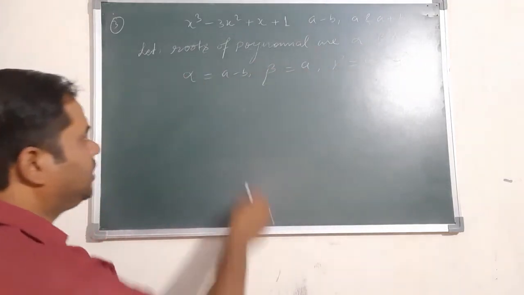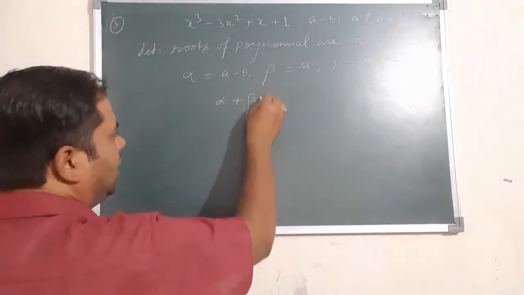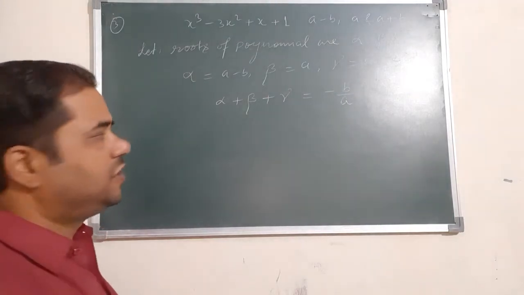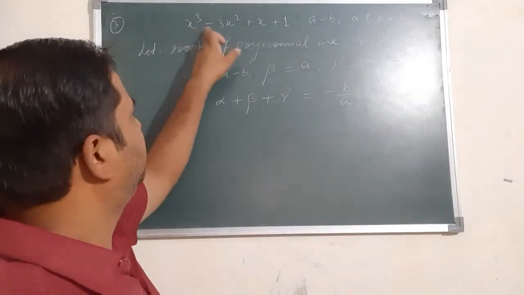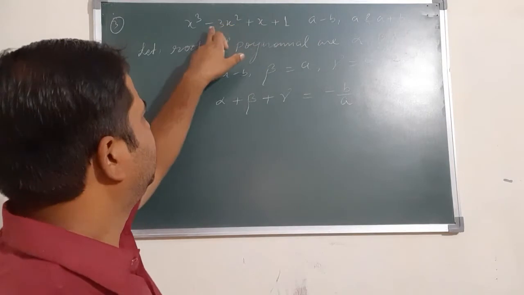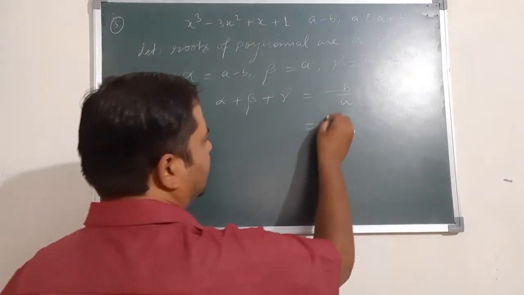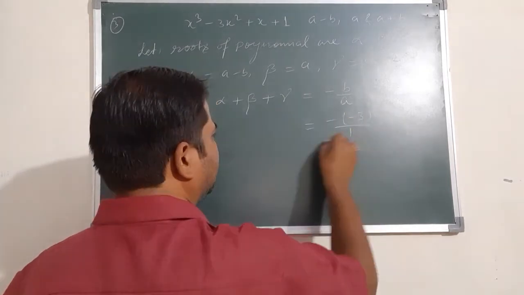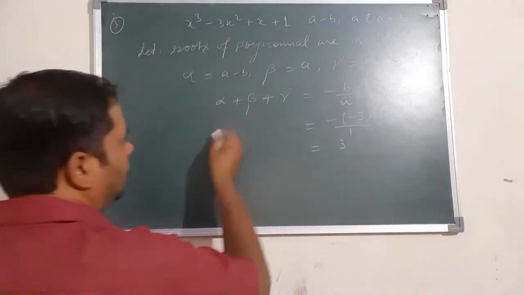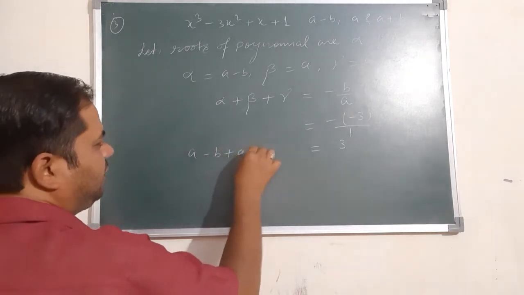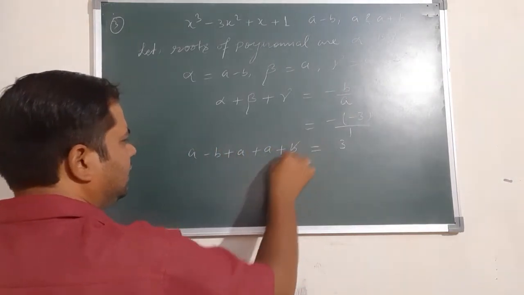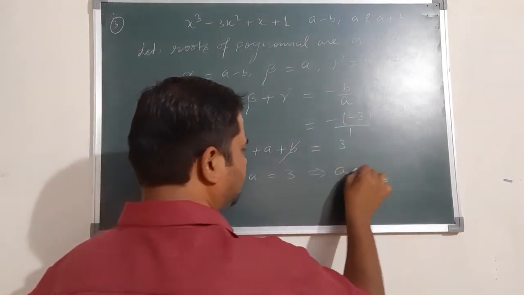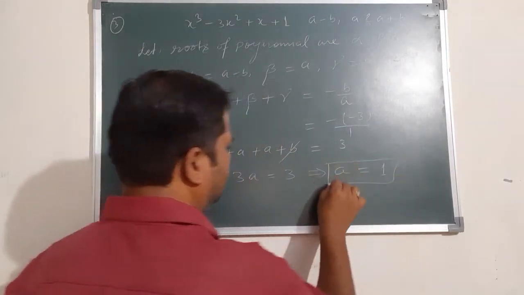Okay, so we have the relation alpha plus beta plus gamma equals minus b by a. So what is minus b by a? For ax cube plus bx square plus cx plus d, b is minus 3. That's why here minus of minus 3 divided by 1. This is 3. So alpha plus beta plus gamma is a minus b plus a plus a plus b. The b cancelled out. 3a is equal to 3. So this implies a will be 1.